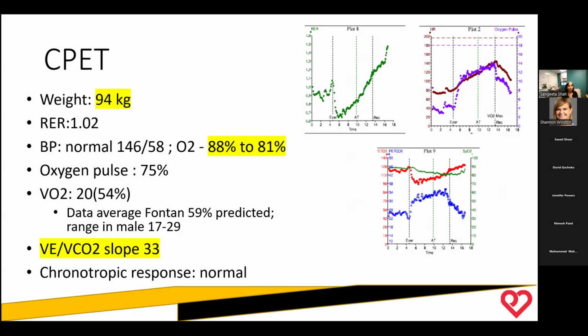RER is 1.0. You can see the slope is really good. His oxygen saturation baseline is 88%. He dips down to 81%, and you can see the green line going down. Oxygen pulse, it's decreased, but it's at 75%. Remember, we want this above 80%. His peak VO2 is at 54% predicted. A Fontan should be about 59, and his VE/VCO2 slope is increased.